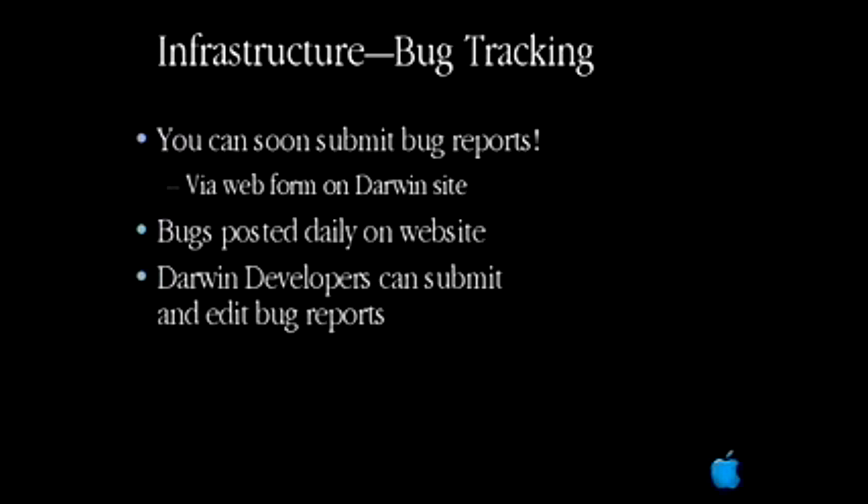Darwin developers, the registered folks, are going to have a special web access so that they can actually edit and review these bugs, and we can assign bugs to them and so on, so that they can basically have the same level of access to the Radar database that we have.